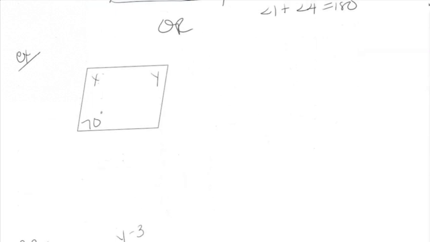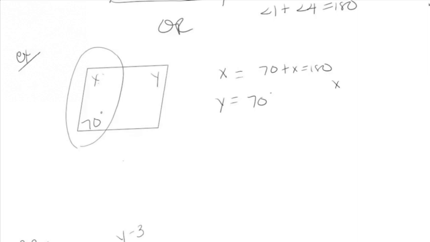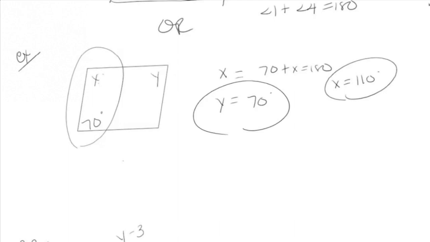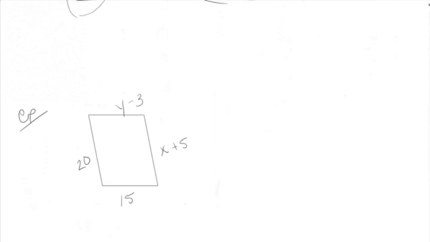In this first example, then, we need to solve for x and y. Y is opposite the 70, so we know that that has to be congruent to the 70. And then what we just learned is that the consecutive angles are supplementary. So that means 70 plus x has to equal 180, meaning x has to equal 110. Okay, so opposite angles congruent, consecutive angles supplementary.